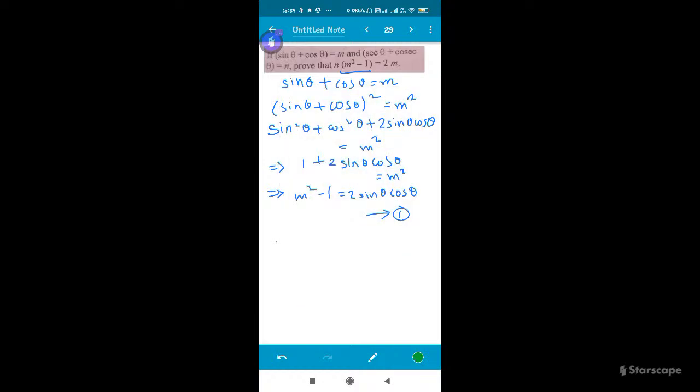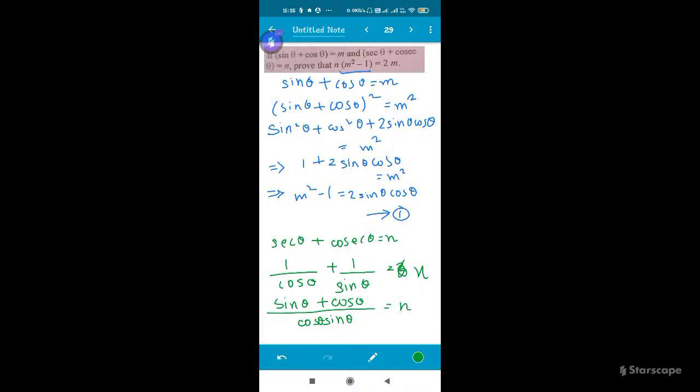We have sec theta plus cosec theta is equal to n. So if I convert sec into 1 by cos and cosec into 1 by sine, I will get cos theta into sine theta as the LCM in the denominator, and in the numerator I will have sine theta plus cos theta. So this is equal to, this is not 2, this is n. Okay. So this is my expression for n, sine theta plus cos theta divided by cos theta into sine theta.